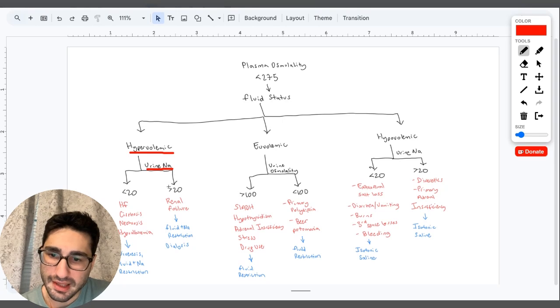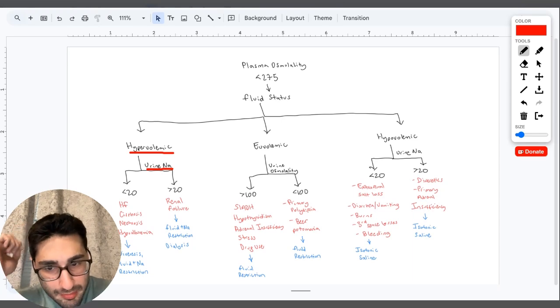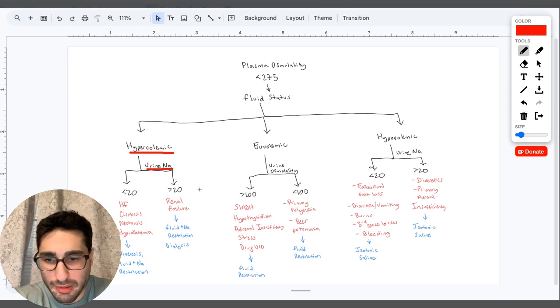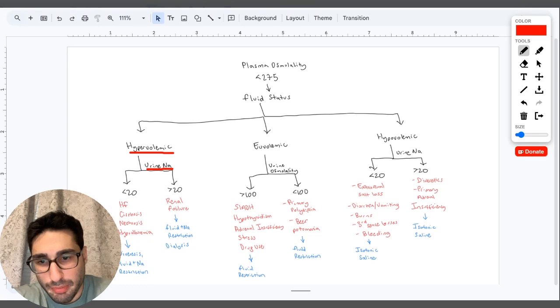If the urine sodium is greater than 20, then that means that the kidneys are not doing their job. Remember, the job of the kidneys is to make sure that we have a normal electrolyte balance within the body. So if we have hyponatremia, or low serum sodium, the kidneys should reabsorb sodium back into the body, and we shouldn't be losing sodium in the urine. If we're losing sodium in the urine when we have low sodium levels within the body, that means the kidneys are not doing their job.